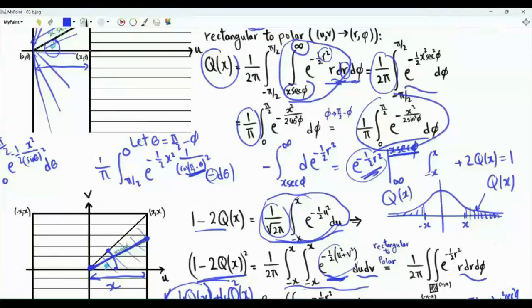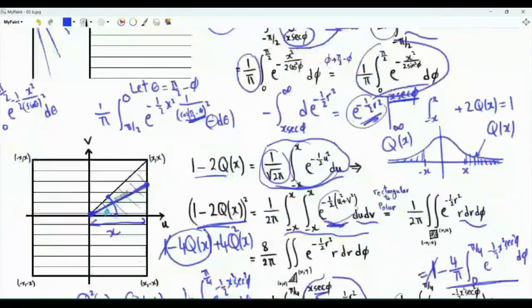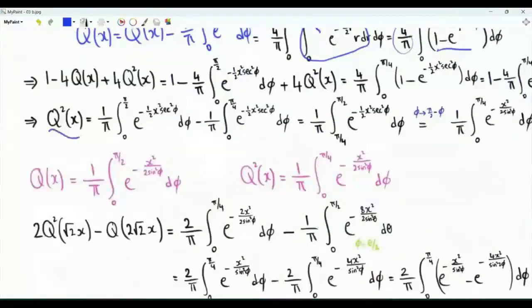We have this representation for the q function, so let's make use of it to write down q squared of x as the difference between these two integrals. The integrand is exactly the same. Here we are integrating from 0 to pi over 2. In this integral, we are integrating from 0 to pi over 4. We can combine these two integrals and have one integral from pi over 4 to pi over 2.